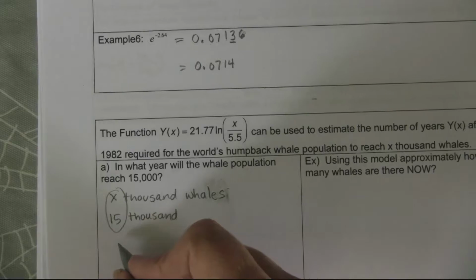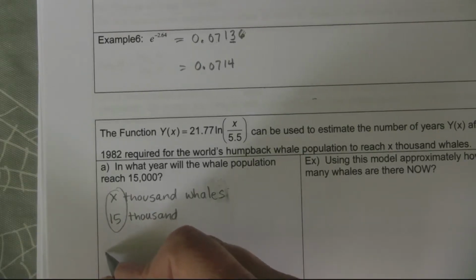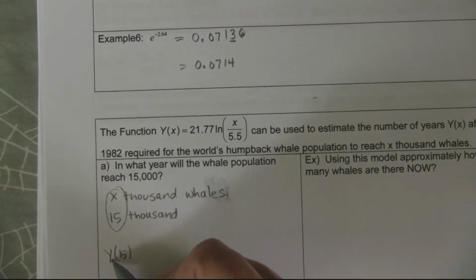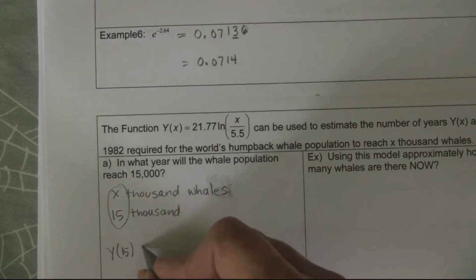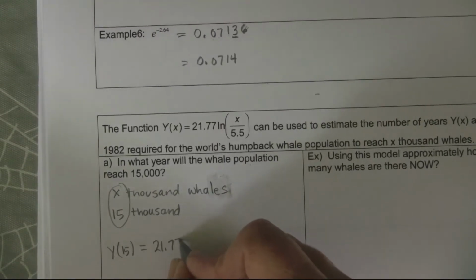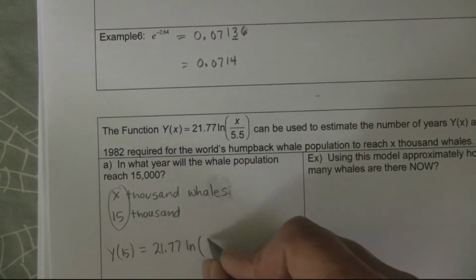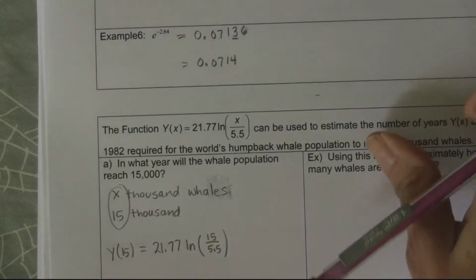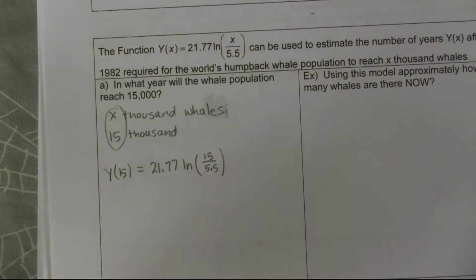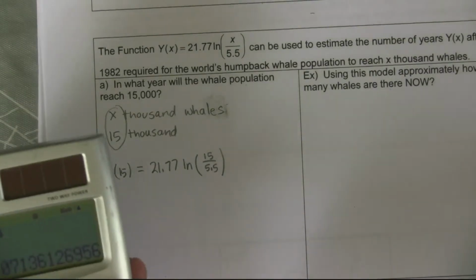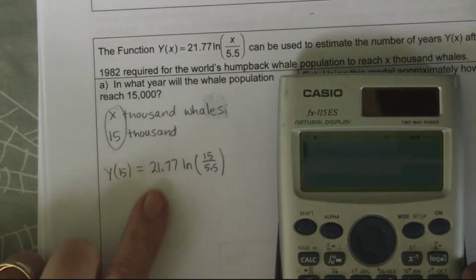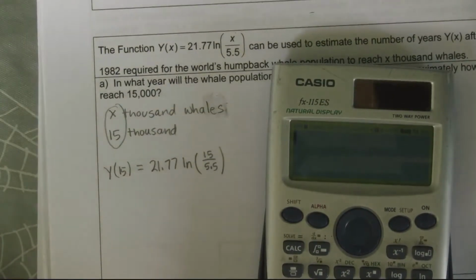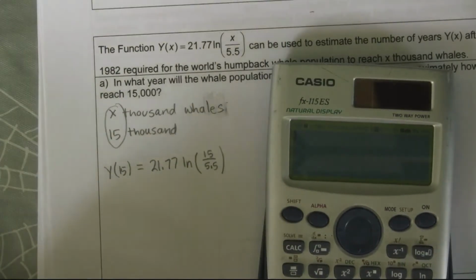So if I want to know what year there will be 15,000 wells, then X is 15. This will be the year that there are 15,000 wells, equals 21.77 times the natural log of X, which is 15 over 5.5. I'm just going to put that in my calculator and hit equals. And that will tell me the year. Oh, and this will be the number of years after 1982, so we'll have to add it to 1982.